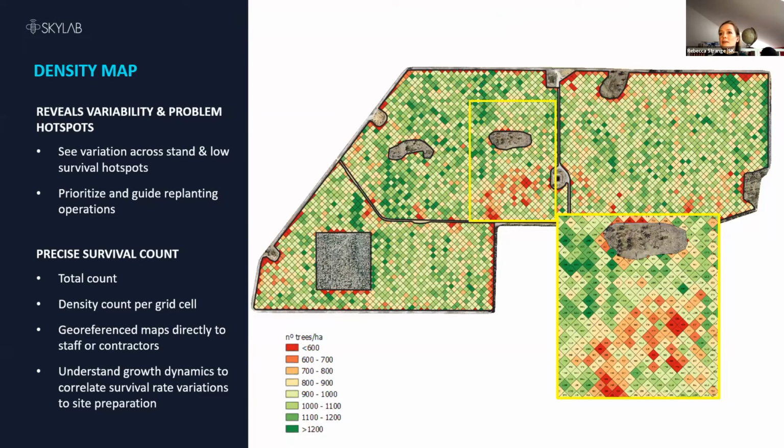So it really clearly shows the variability across the stand and any problem hotspots and good survival hotspots, of course, and that can help you to prioritize and guide your replanting operations. And also, of course, this is all georeferenced, so you just have these maps which you can hand directly to contractors or replanters, and they know exactly where to go. And also understanding the growth dynamics like this across your stand helps you then to prepare future sites for planting.